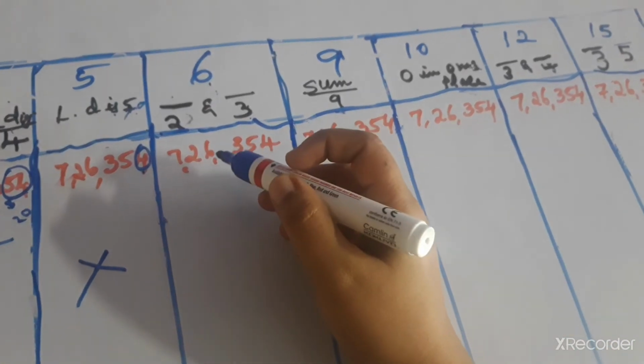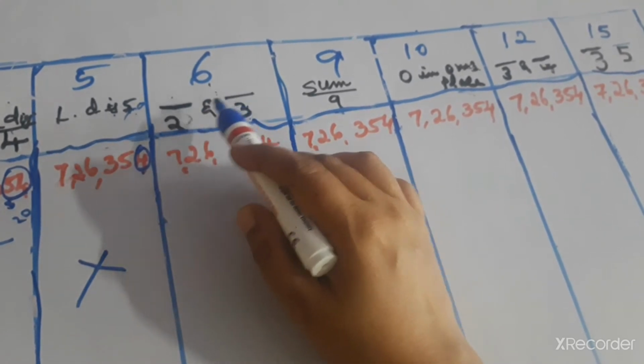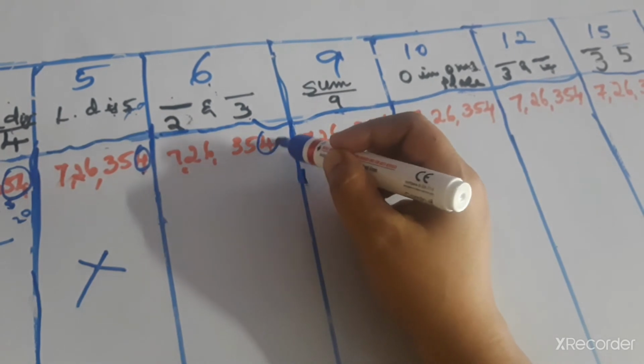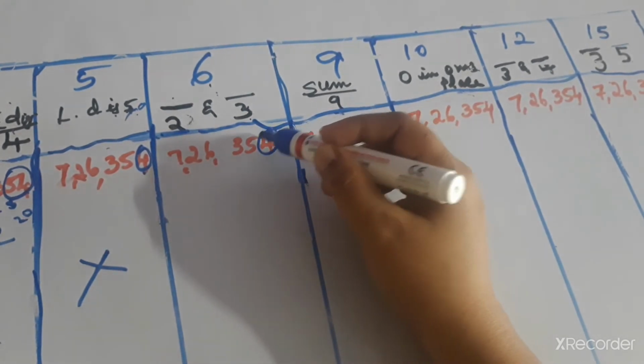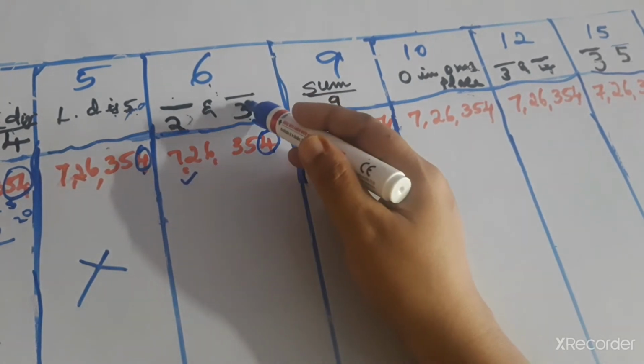Now with 6 we have to check both with 2 and 3, the numbers which are divided with 2 and 3. According to the rule for 2, in the ones place there should be an even number. It's there, so it is dividing with 2. Then we have to check with the 3.